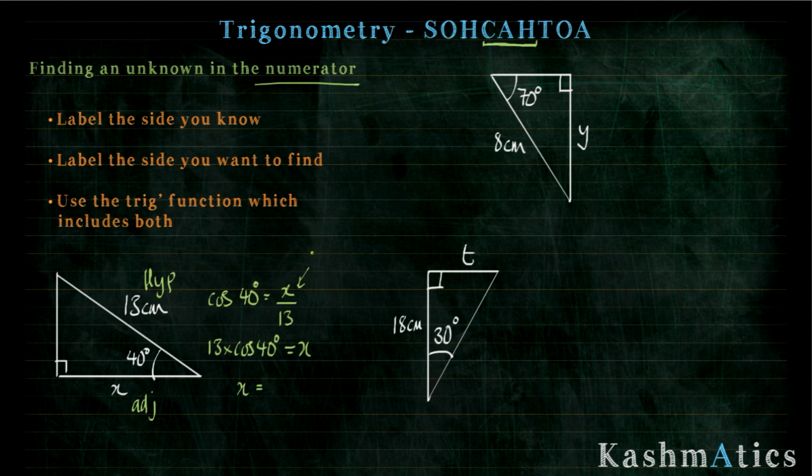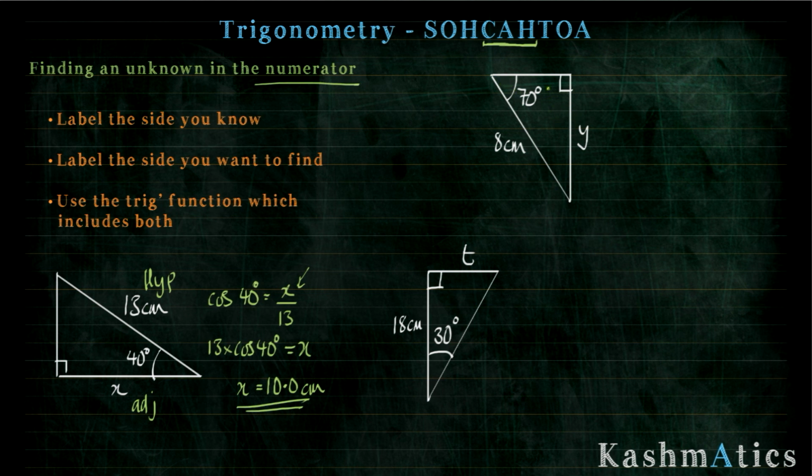And that gives me 9.9585, and if I round that to one decimal place, it actually works out to be 10.0 centimeters. Remember, when you're rounding to one decimal place, the number after the decimal point must be included. Right, let's move on to this example in the top right.